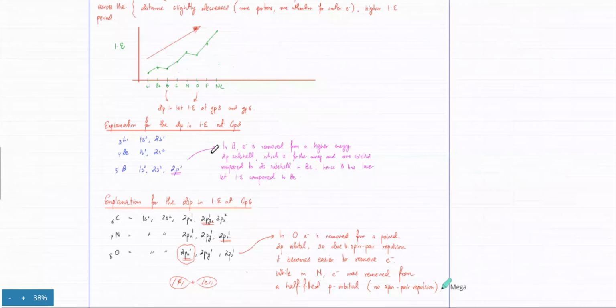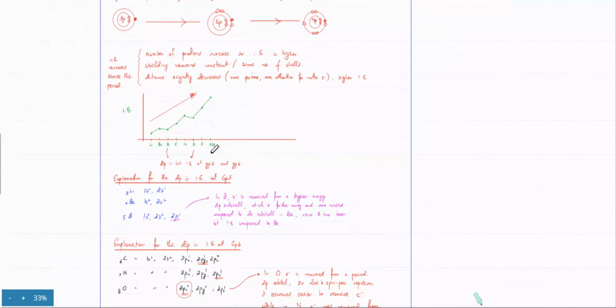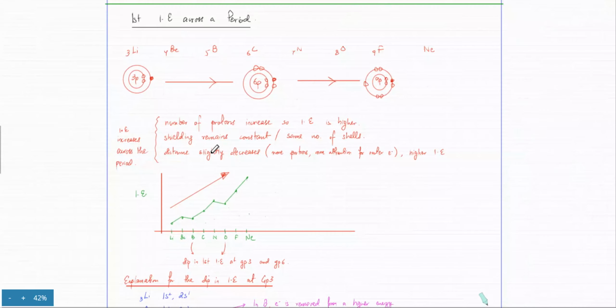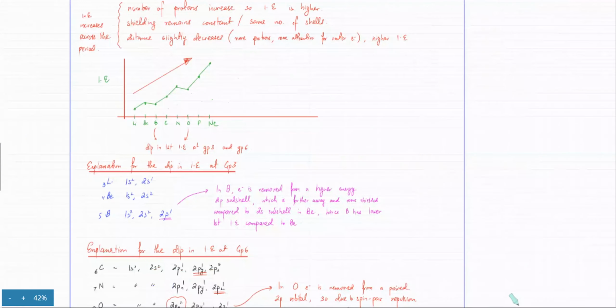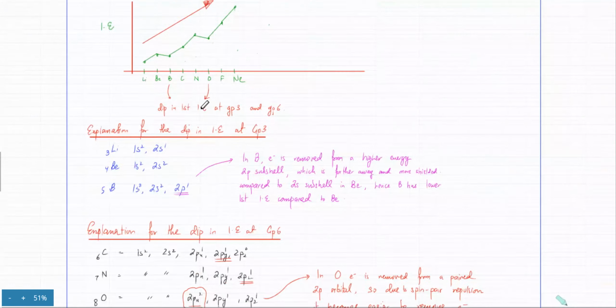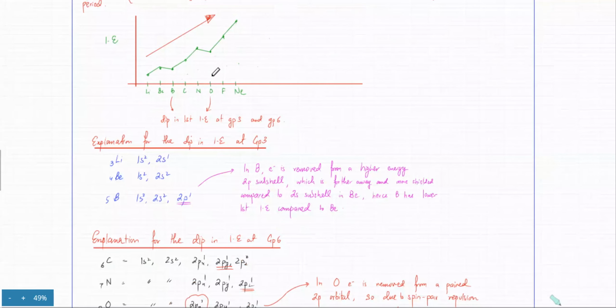What we did was that we studied the trend across a period, like what happens to ionization energies across a period. You had more protons moving to the right, and the shielding was constant, and the distance was slightly decreasing. So the general trend was that ionization energies would increase across the period. But then there were dips at group 3 and group 6, and these dips would be there in every period, not just the second period, every period.